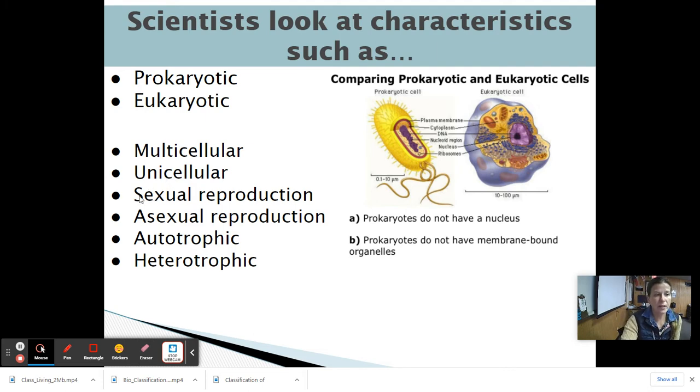How does the organism reproduce? Does it reproduce sexually with two different parents and diverse offspring? Or does the organism reproduce asexually through one parent where the offspring are identical? And then scientists look at characteristics such as, how does the organism eat? Is it autotrophic, where it makes its own food like a plant? Or is it heterotrophic and it has to get its energy by eating other organisms?